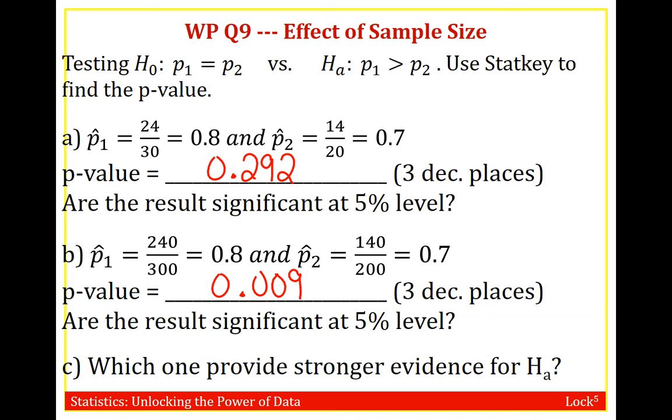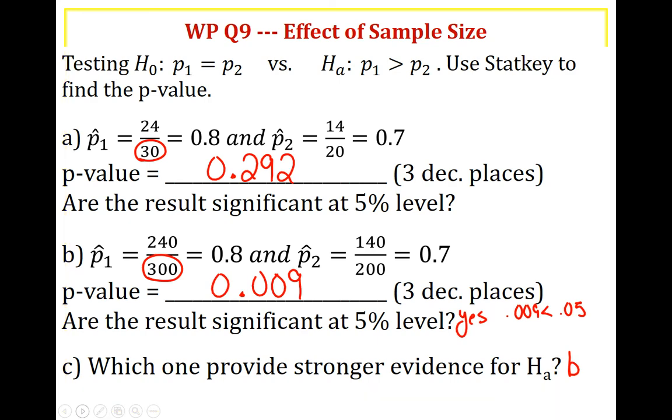Are the results significant at a 5% level? When I look at the 5% level in both of these, yes, absolutely. Why is it significant? Because 0.009 is less than 0.05. Remember, the p-value, is it smaller? Which one provides stronger evidence against H of A? Well, B obviously provides stronger evidence. I want you to run that and go through it. And here's the difference: n changed from 30 to 300. You made the n value 10 times bigger than it used to be.